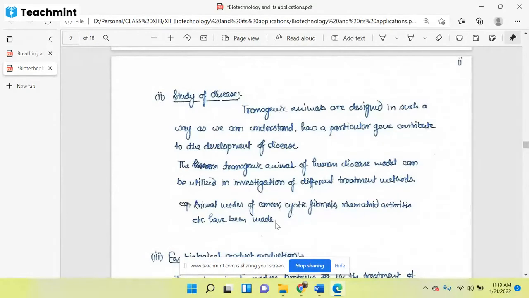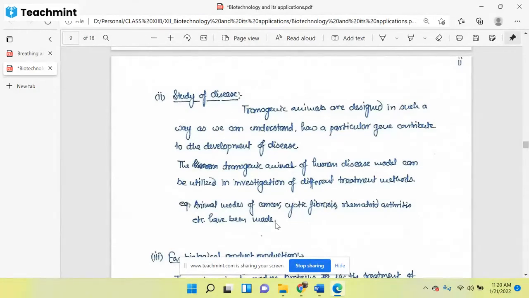Suppose we want to see what the corona infection would be in a cancerous patient. Then we can't do the same experiment in human beings. What we can do is produce a cancer model in transgenic animals. We will produce transgenic mice with a particular cancer. Suppose we want to check the effect of coronavirus in patients with lung cancer. Then we will produce transgenic mice with lung cancer, challenge them with the coronavirus, and see what the effect is.